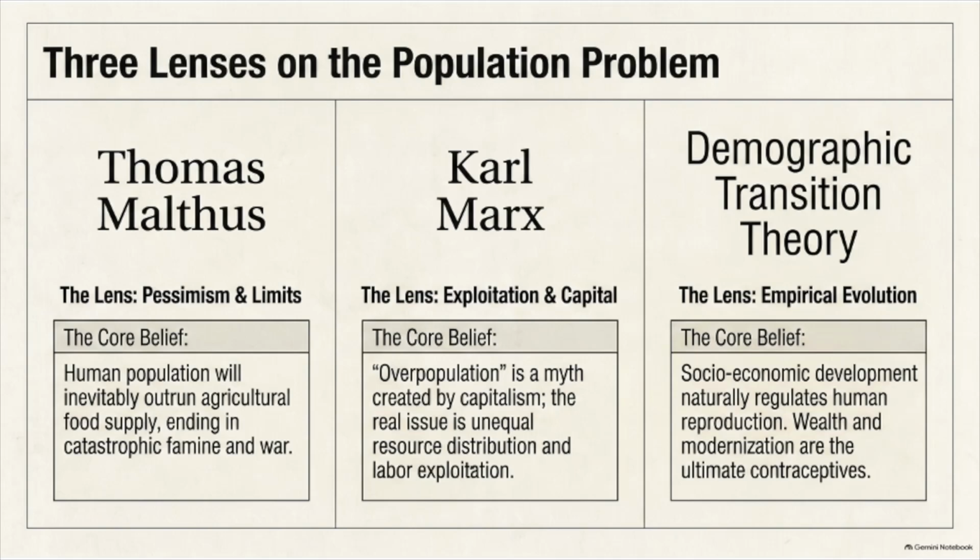Karl Marx, through the lens of exploitation and capital, believed that overpopulation is a myth created by capitalism and that the real issue is unequal resource distribution and labor exploitation. And demographic transition theory, through the lens of empirical evolution, believes that socio-economic development naturally regulates human reproduction and that wealth and modernization are the ultimate contraceptives.